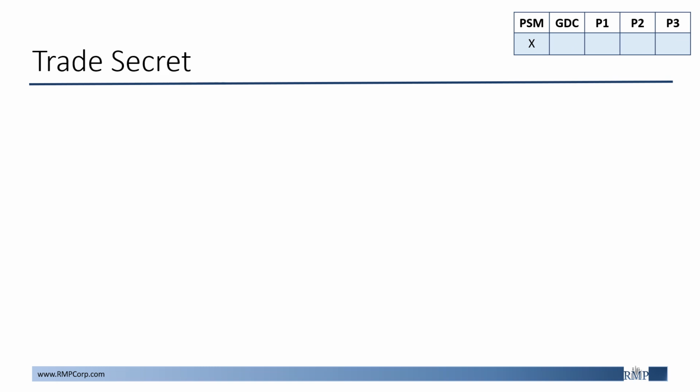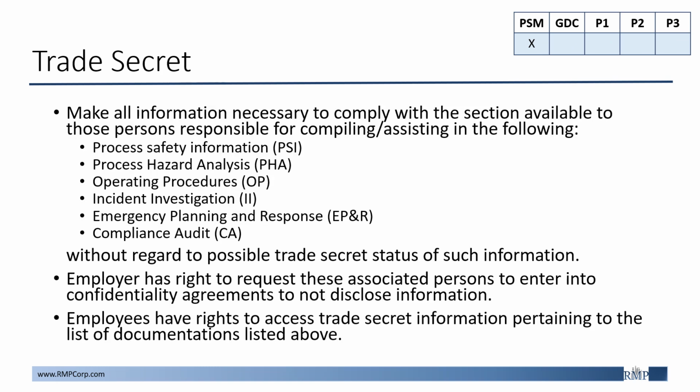Trade secrets. This one is specific only to the OSHA PSM, and it requires that all information necessary to comply with the section be made available to those persons responsible for compiling or assisting in the following: process safety information, process hazard analysis, operating procedures, incident investigation, emergency planning and response, and compliance audits, without regard to possible trade secret status of such information. In simpler terms, all of the information that relates or pertains to these documents should not be restricted from any personnel who are responsible for assisting or complying with these documents.